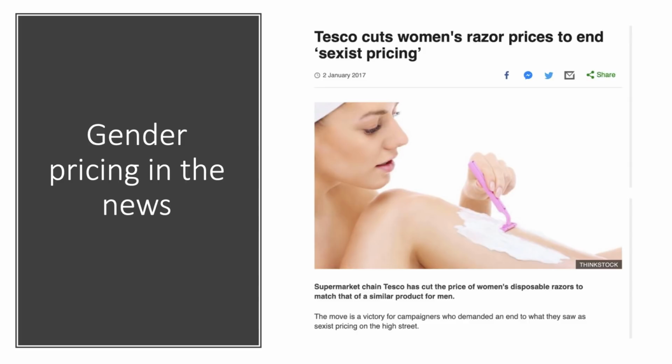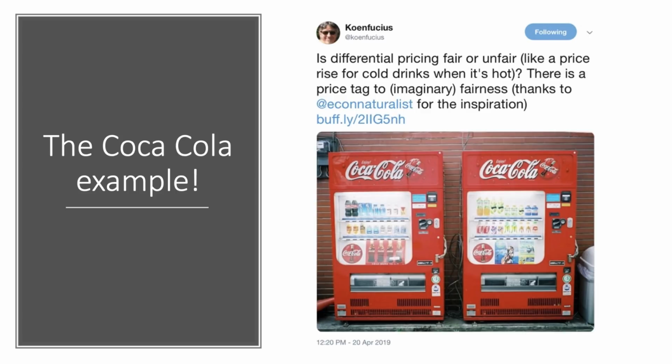Just a couple of years ago, 2017, there was a furore, a controversy about gender pricing, that female razors were more expensive than men's razors for what was essentially the same product. And Tesco eventually announced they were going to cut the price of their women's disposable razors to match those of a similar product for men. And there's been a whole series of issues to do with this kind of stuff over the years. Perceptions of fairness, perceptions of equity are important in this debate.